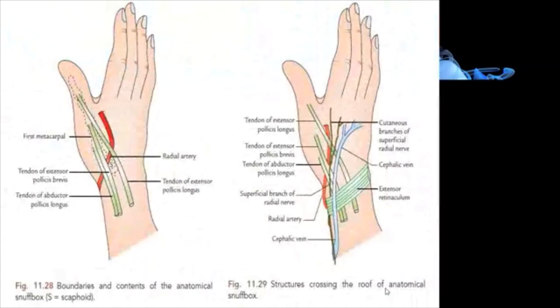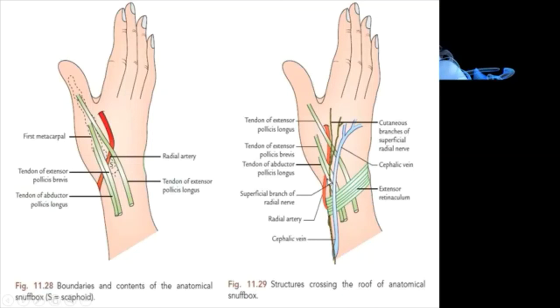So this is the figure showing the anatomical snuff box. The anatomical snuff box is bounded by 3 muscle tendons. Below the extensor retinaculum, there will be the tendon of extensor pollicis longus. Pollicis means thumb. There will be the tendon of extensor pollicis brevis. There will be the tendon of abductor pollicis longus.